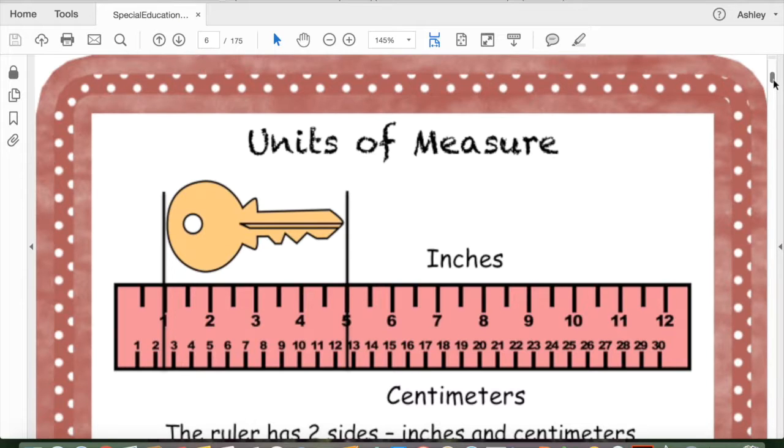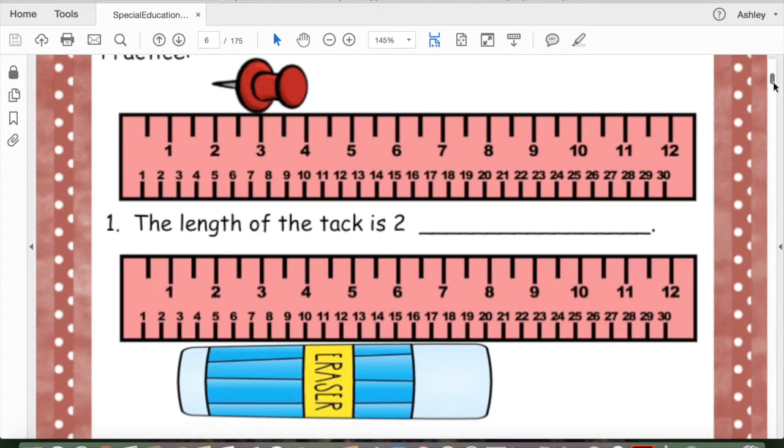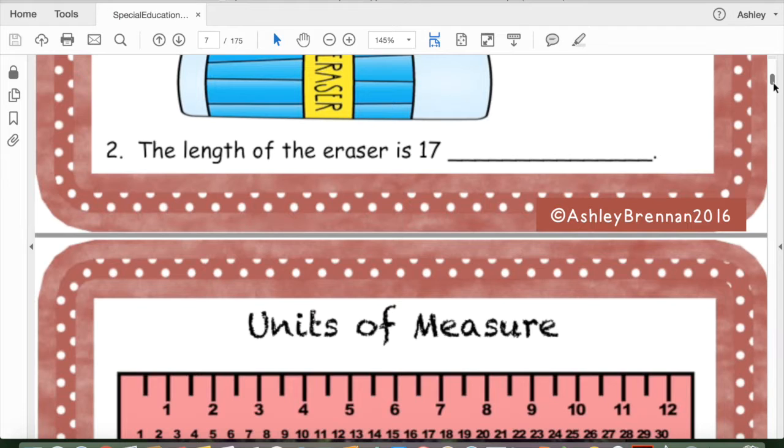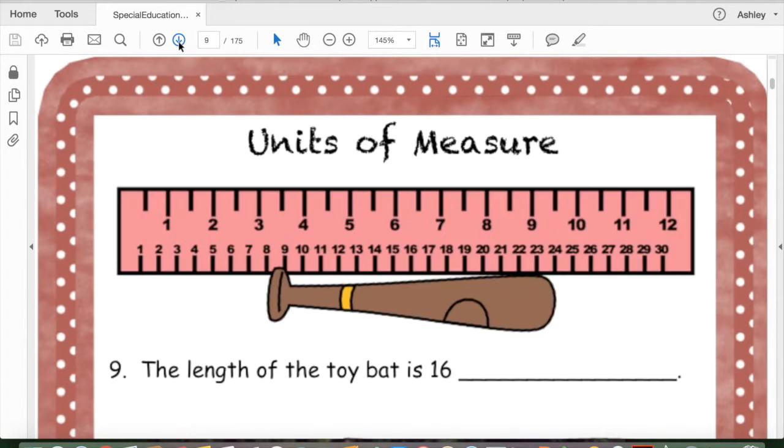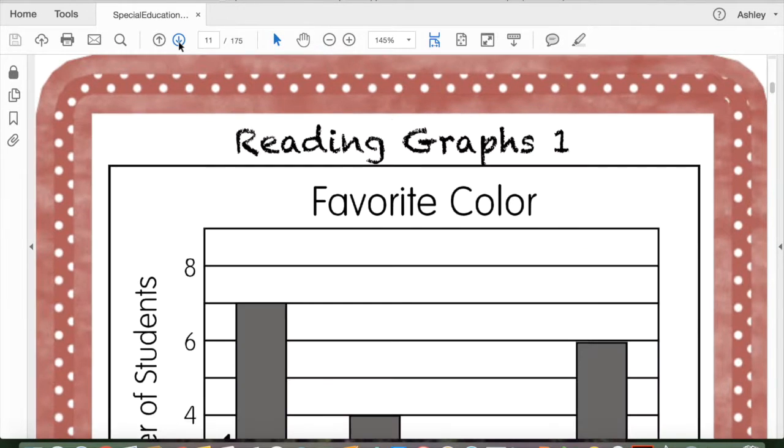Each one, and I'll just scroll down, has a good example and then some practice. There's about 5 sheets for each skill. It's a 175-page download. Again, if you get it in a bundle with 2nd, 3rd, and 4th grade, if that's all to meet all the needs of your caseload, then it's like a 600-some page download. So they're each at least 120 pages. So here we go. We're going to do units of measure.